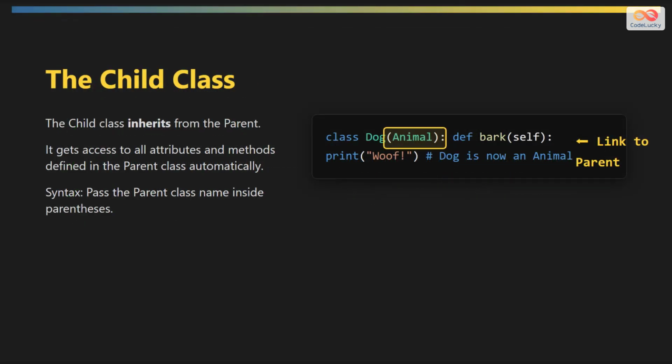To create a child class, we simply pass the name of the parent class inside parentheses when defining it. In this example, we define a class called dog and pass animal inside the parentheses. By doing this, the dog class automatically gets access to everything the animal class has. It is now effectively an animal.